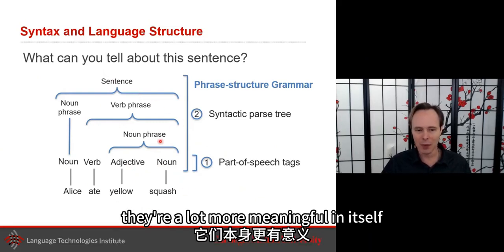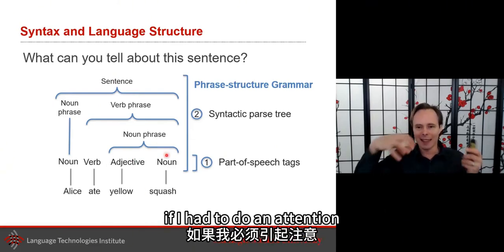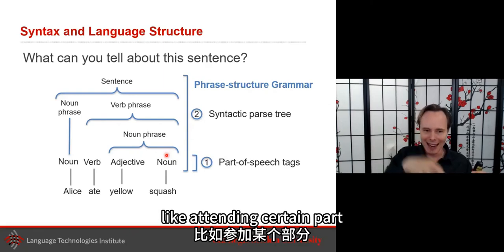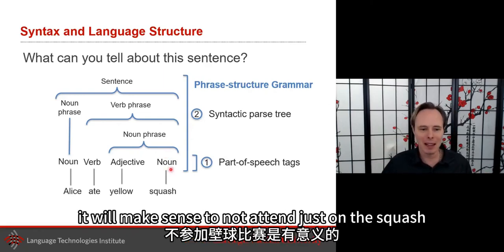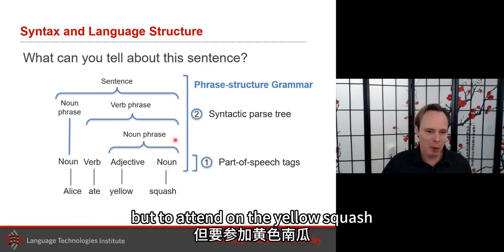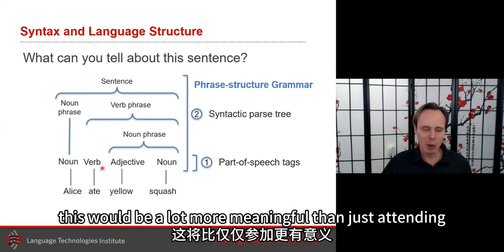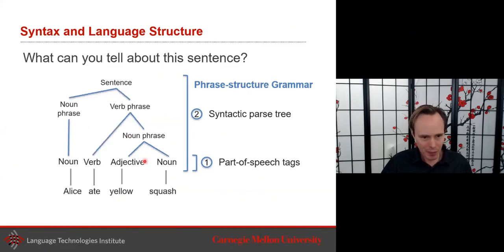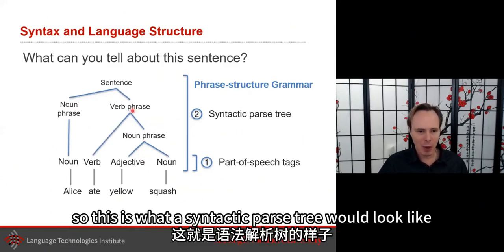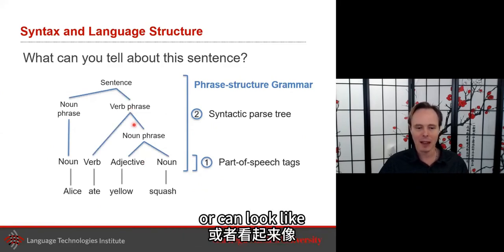I think noun phrases are useful. They're a lot more meaningful in themselves. If I had to do attention, attending to certain parts, it would make sense to attend not just on the squash, but on the yellow squash. This will be a lot more meaningful than just attending on the word squash. So this is what a syntactic parse tree would look like, or can look like.